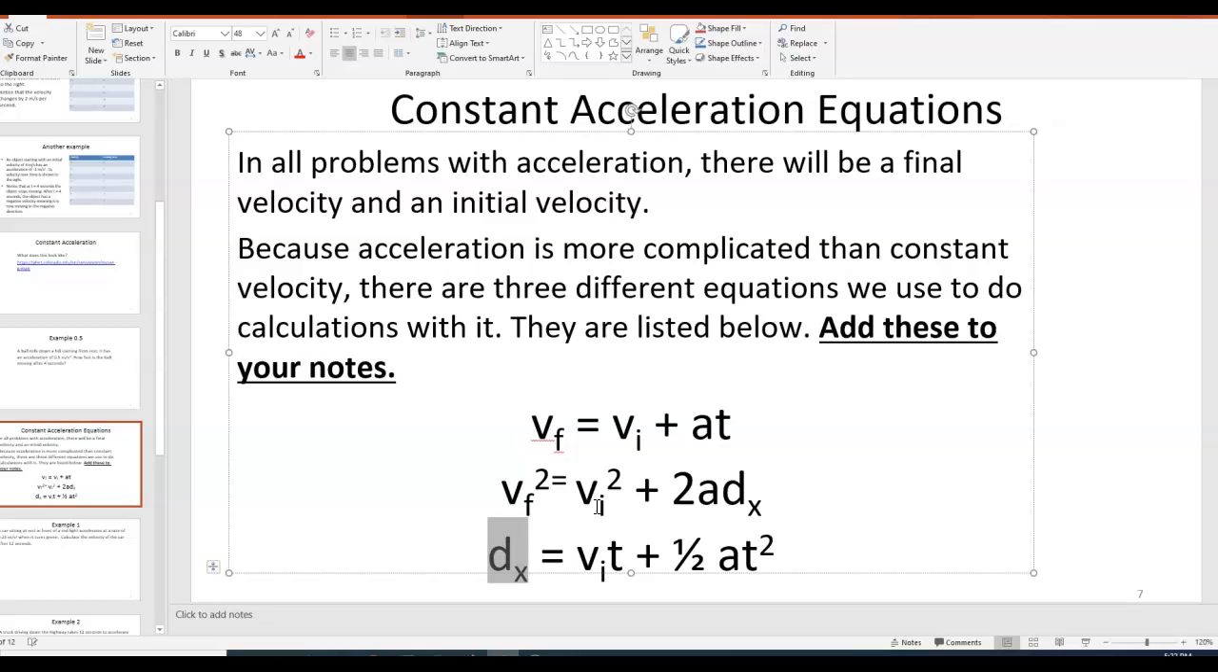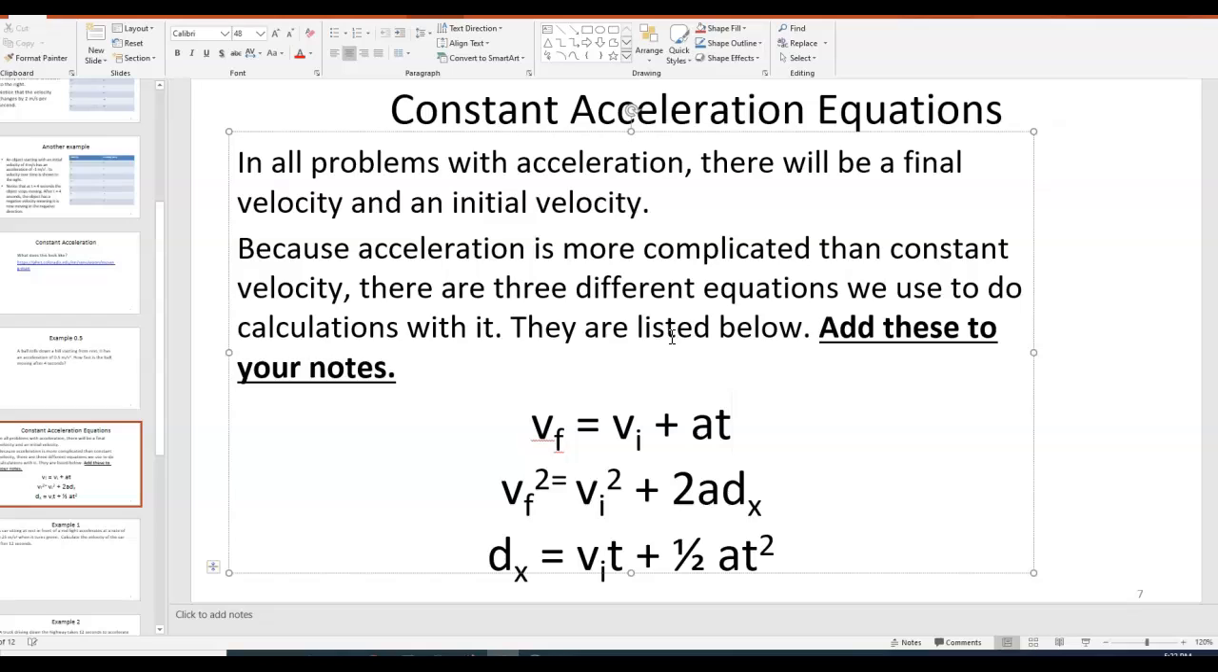By the way, in this equation right here, it's vf squared equals vi squared plus 2 times a times dx. In this equation down here, we have dx equals vi times t plus 1/2 times a times t squared, and only the t is being squared in this equation.